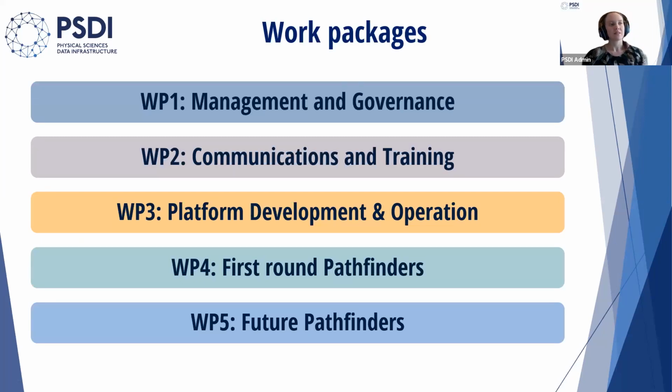So the activity in this phase is organised into 5 different work packages. We have work package 1, which covers the project coordination and management, alongside the establishment of the governance and oversight mechanisms, which includes our advisory board. Then we have the activities in work package 2, which cover the communication with the wider community, events such as this webinar and the future webinar series, and training activities.